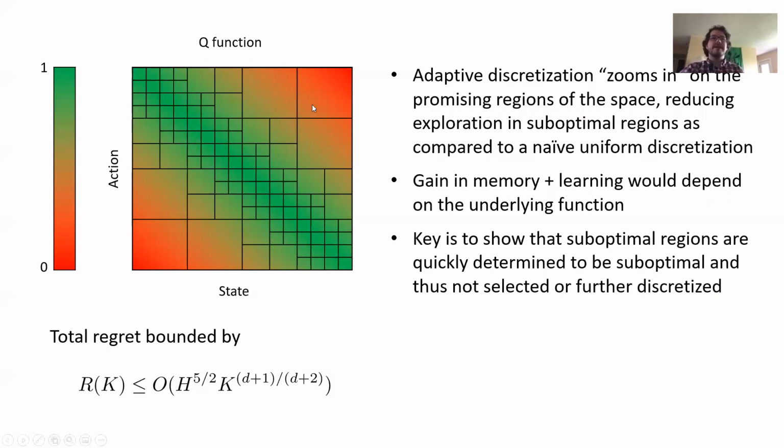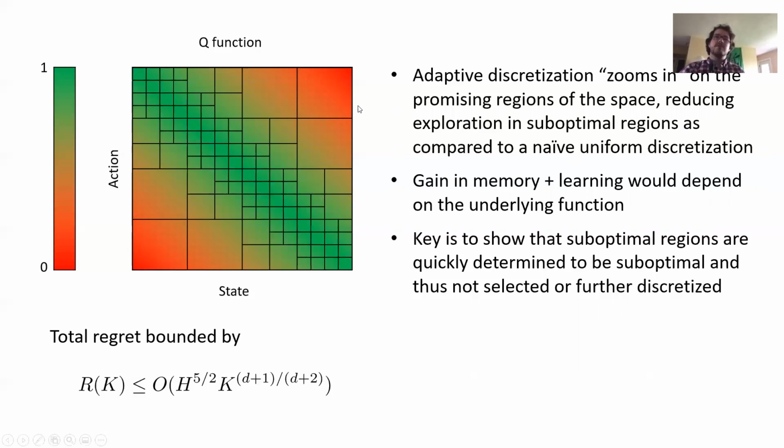And so here we can see that our algorithm is not discretizing the red parts of the space, which is where the Q value is relatively low, whereas a uniform discretization would keep a fine discretization of this part of the space and force the algorithm to check those points. Moreover, we see that the gain in memory and the speed in learning of our algorithm depends on the underlying functions. And the key part of the analysis is to show that the suboptimal regions of the space are quickly determined to be suboptimal and thus are not selected or further discretized.